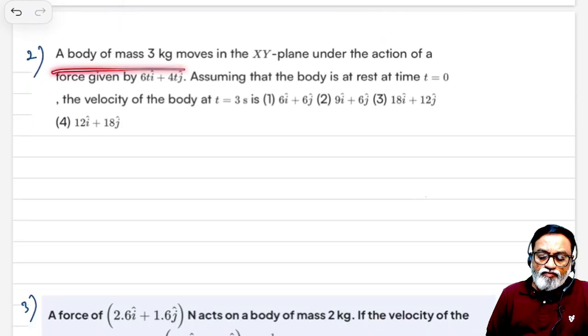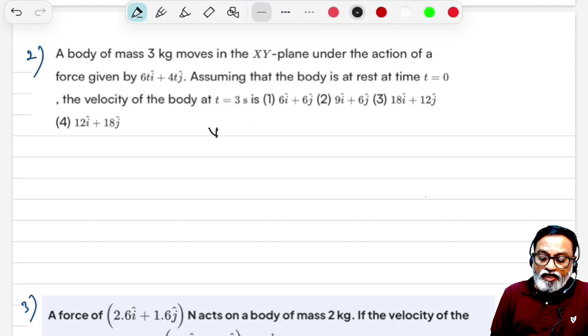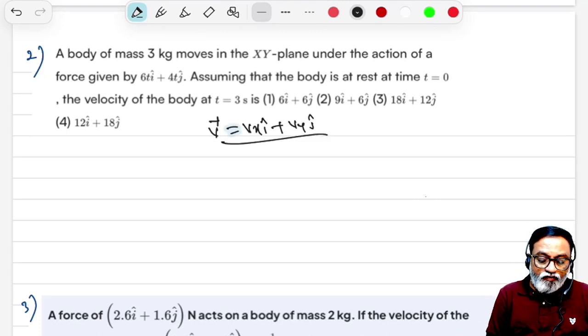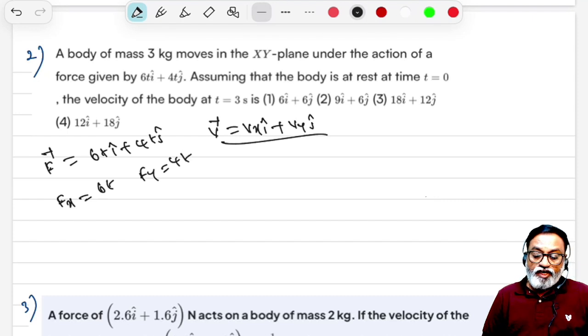Here, a body of mass 3 kg is moving in the xy plane under the action of a given force. Assuming that the body is at rest at time t is equal to 0, find the velocity of the body after t is equal to 3 seconds. See, velocity of the body v bar is equal to vx i cap plus vy j cap. This we have to find out. But here force is given, F bar is equal to 6t i cap plus 4t j cap. Means x component of force is 6t, y component of force is 4t.